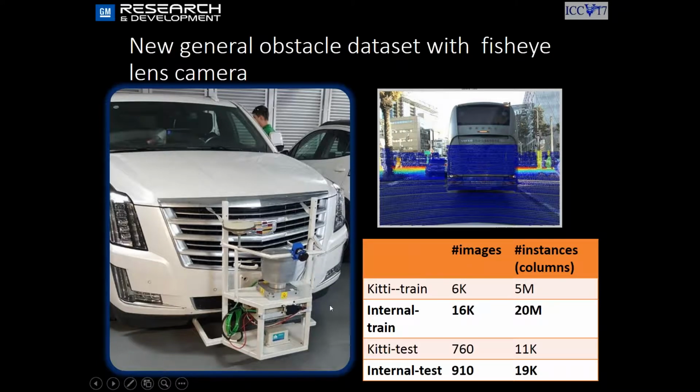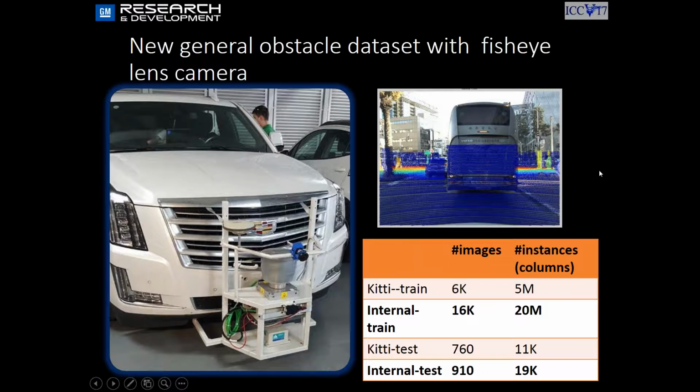You can see in the left image the way that we mounted the Velodyne LiDAR in the same location as a camera. This camera is actually a fisheye lens camera, and it is mounted in a similar position to production cameras for surround vision in vehicles. And it's a very different setup than the KITTI dataset.